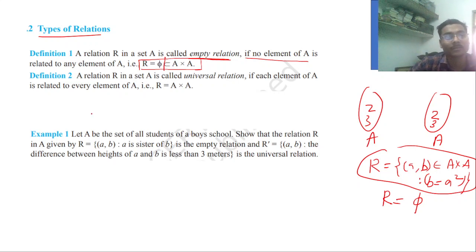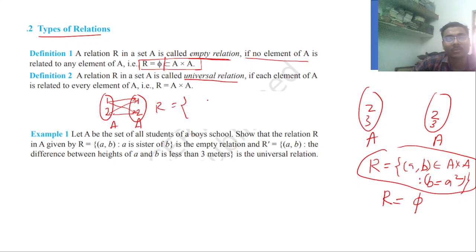Coming to the second definition, the relation R in set A is called a universal relation. Now what is a universal relation? If each element of A is related to A, that is, R equals A cross A. Suppose I give 1, 2 and here 1, 2. A to A is the relation. 1 is related with this, and this also, and 2 is related to this and this also.